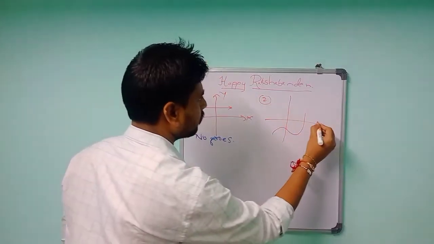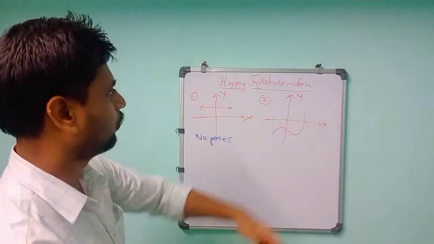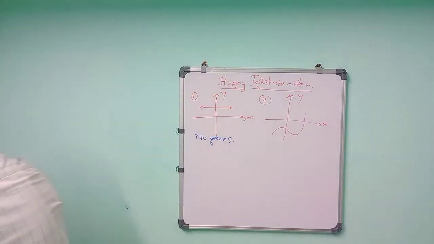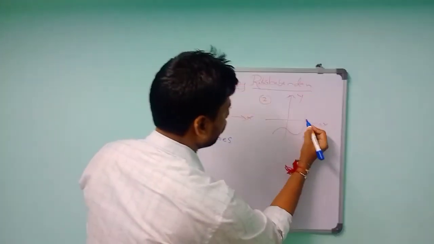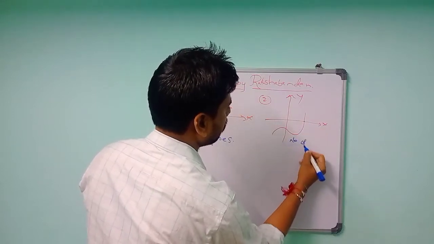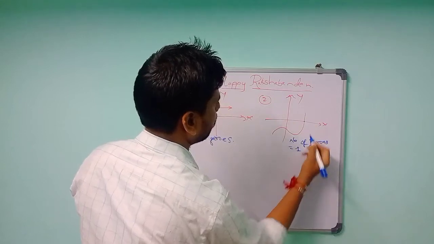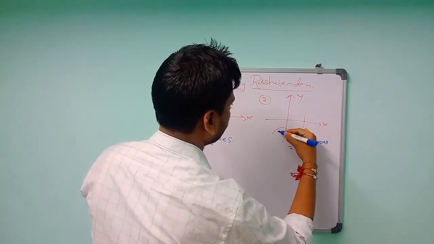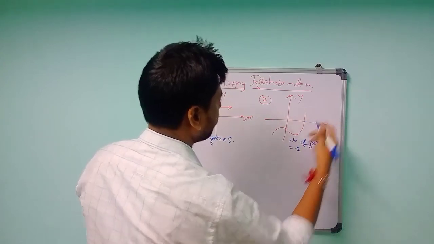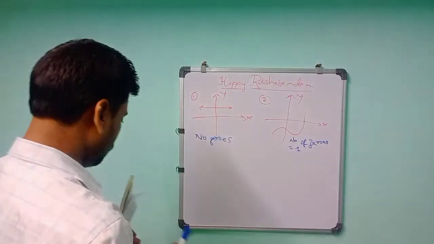So it is x, and it is y. You have to find the number of zeros. First you see where the graph intersects the x-axis. It is intersecting at only one point, this point. So the number of zeros is 1. It is touching only at the x-axis. This is the y-axis and this is the x-axis. The point where the graph intersects the x-axis is the zero of the polynomial. So it is 1. Next one.